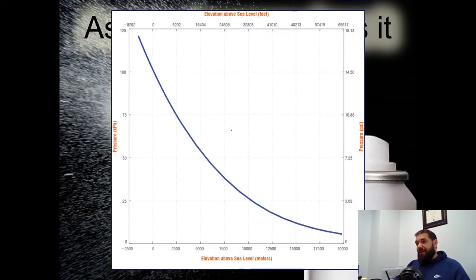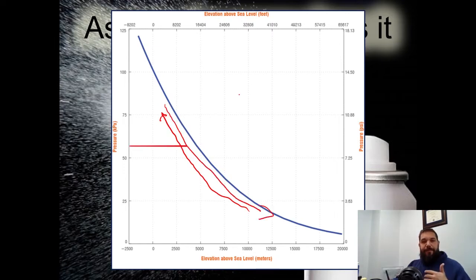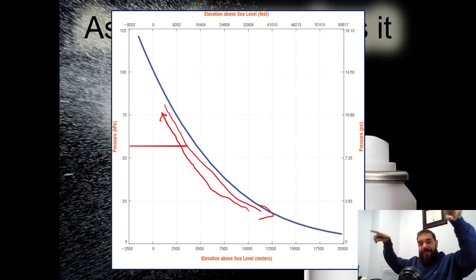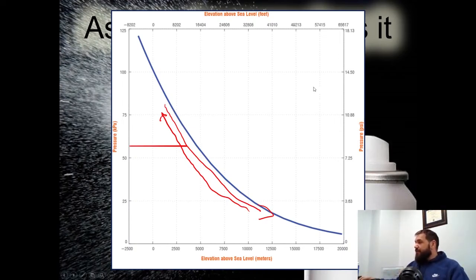So as we go up in elevation, the pressure drops. Actually, this is going down in elevation. As we go up in elevation, the pressure goes down. And what's going to happen to the gas as you go up in elevation? It's going to cool down. So the air is going to cool down as it rises at the equator as part of the Hadley cell.